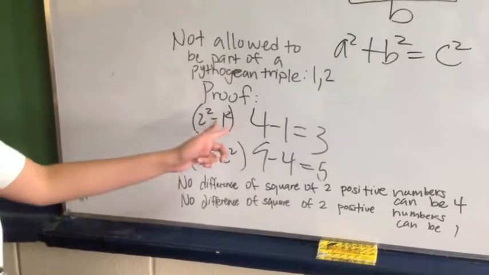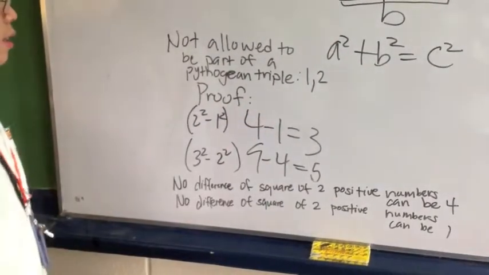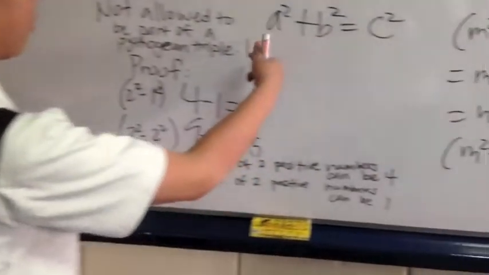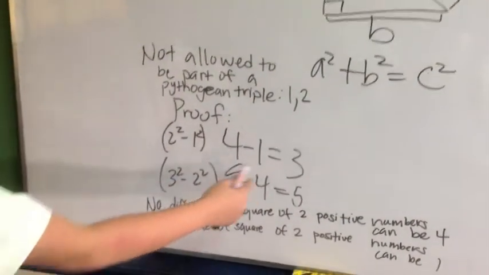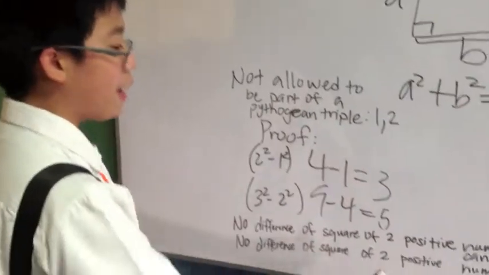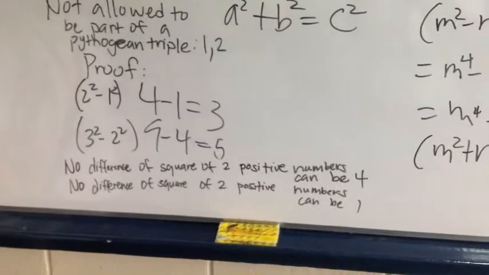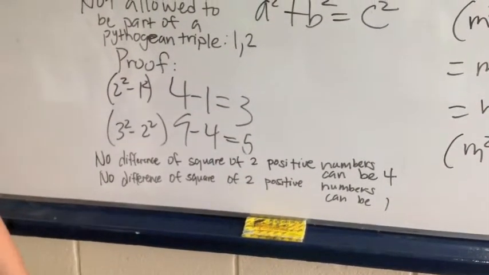2 squared minus 1 squared is 4 minus 1 equals 3. So that's the smallest possible difference. So 1 obviously can't be anymore. Now 3 squared minus 2 squared is equal to 9 minus 4, which equals 5. And among this 3 and 5, 4 is not present. That means 4 can no longer be present because the values will continue increasing. Thus, it is proven.